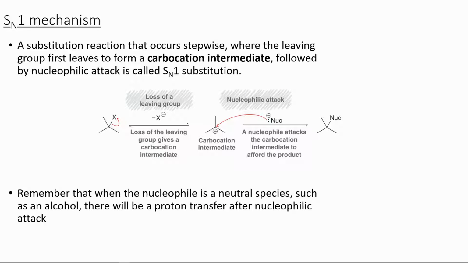So let's take a look at the mechanism again. The first step is going to be loss of the leaving group to form the carbocation intermediate, and then the carbocation intermediate will be trapped by a nucleophile. If the nucleophile is a neutral species, such as ethanol or any alcohol, then we'll need a proton transfer to liberate the final product after the nucleophilic attack step occurs.